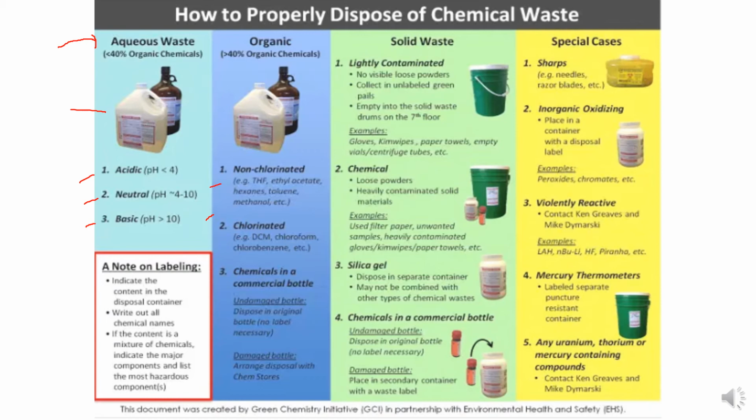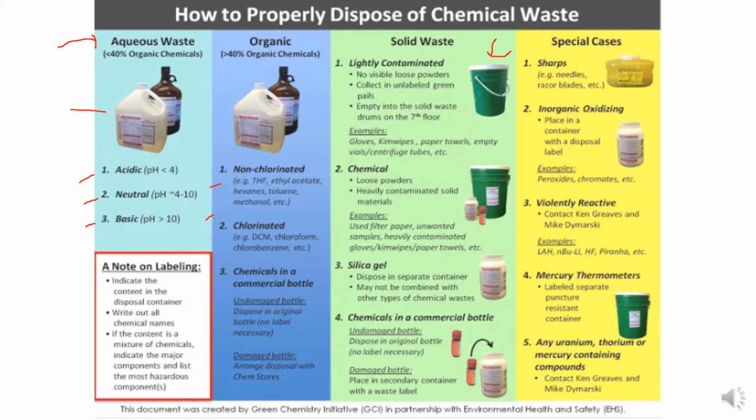Solid waste, of course, comes in different types, and according to the type of solid, we have to dispose of it accordingly. For instance, you can see here the light containers that are used for non-visible or loose powders, collected in unbleached green pails or emptied into solid waste drums. There are certain items like gloves, paper towels, empty vials, etc.